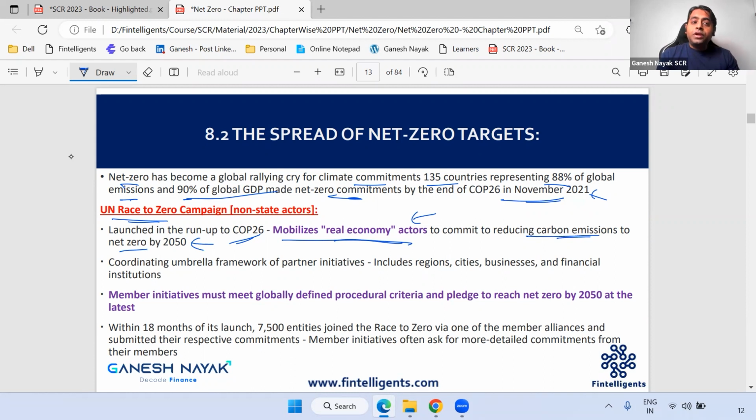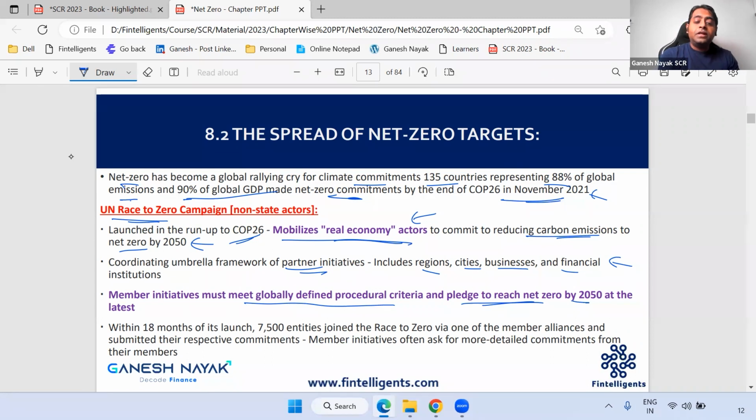The UN Race to Zero is basically an umbrella initiative which partners with other initiatives, which include regions, cities, businesses, financial institutions. Everybody is part of this UN Race to Zero. If you want to become a member of this initiative, you will have to meet the globally defined procedural criteria. You will have to pledge that you will reach net zero emissions by 2050 at the latest. You can reach it before, that's okay, but you have to agree and show how you're going to reach that level.